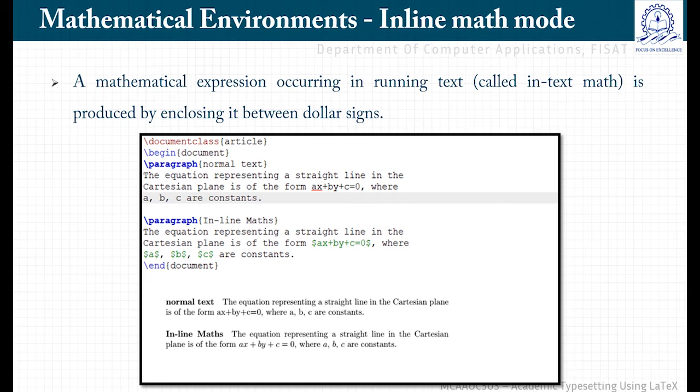Two sentences are printed in different modes. Let us see the normal text first. The equation representing a straight line in the Cartesian plane is of the form ax plus by plus c is equal to 0, where a, b, c are constants. And this is normal text. Coming to the second text, inline mathematics. Here the equation representing a straight line in the Cartesian plane is of the form ax plus by plus c is equal to 0, where a, b, c are constants.